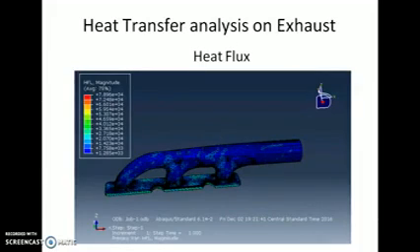Now here comes the heat transfer analysis. In heat transfer analysis, the heat fluxes are considered as loads, and interactions are used to define convection and radiation properties. This is the exhaust manifold. In this, the first interaction is created to define surface radiation. This is a hollow pipe, and the inside surface of it is selected.